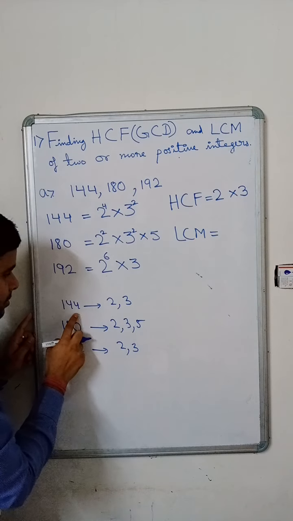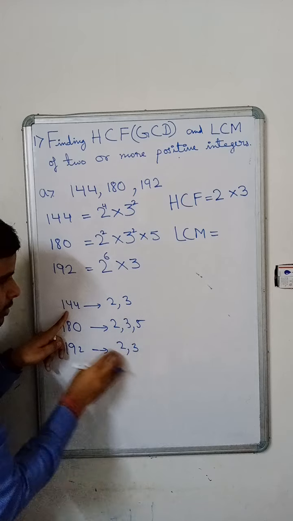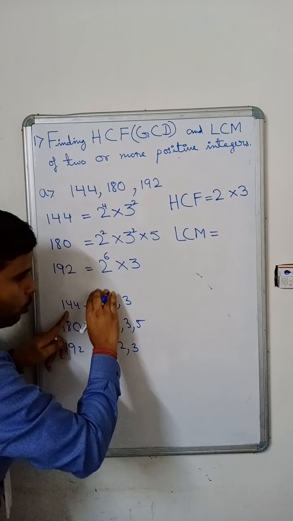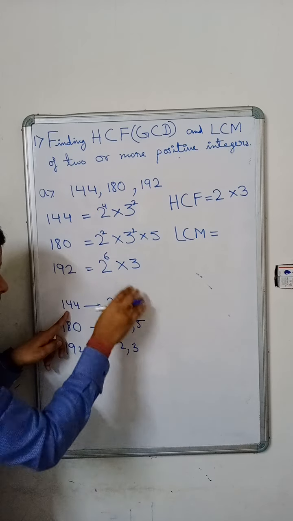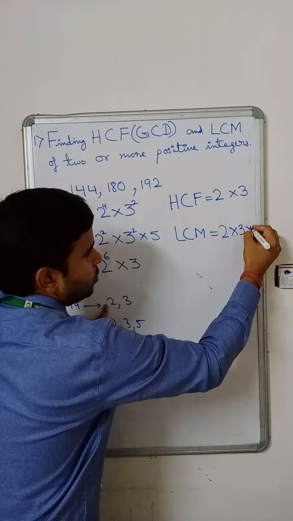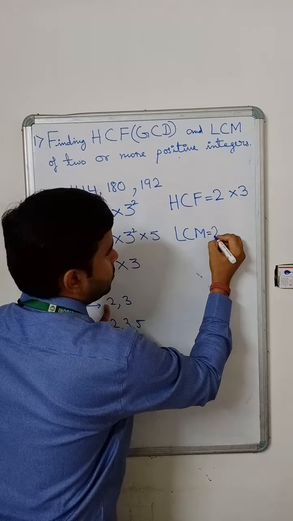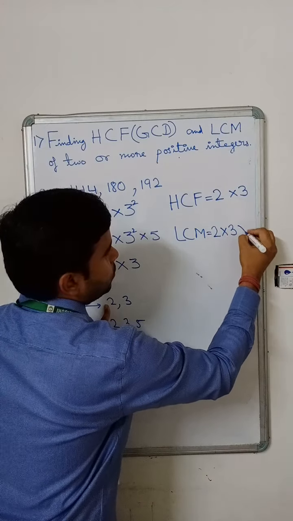Now see, in LCM, what do you do? Write down all the prime factors you can find here. What are all the prime factors you find here? It is 2, it is 3, into 5. So it is 2 into 3 into 5.